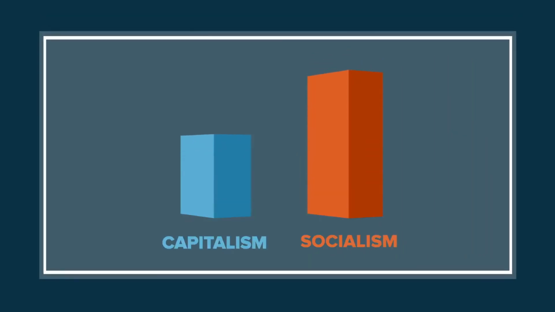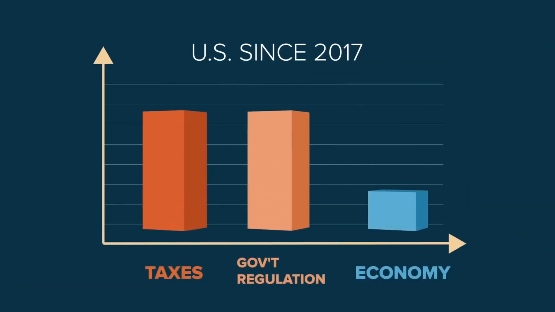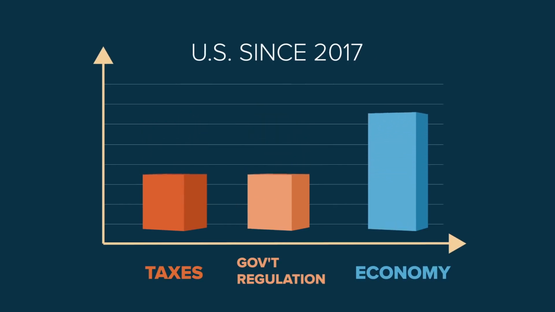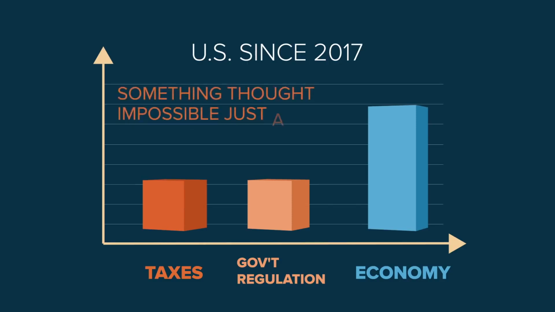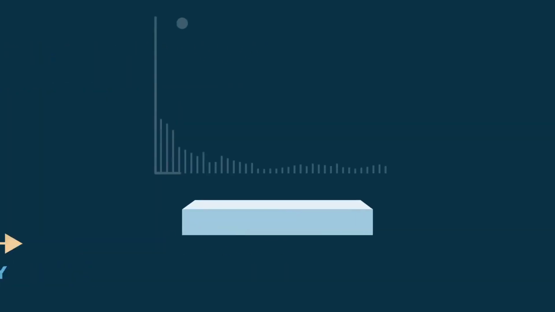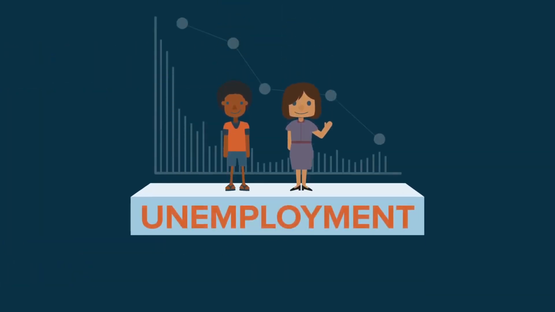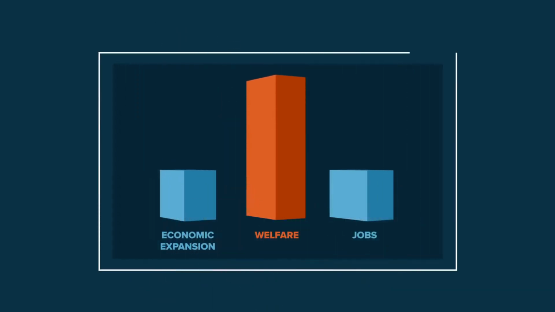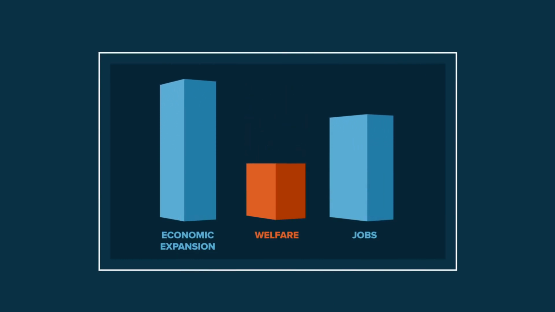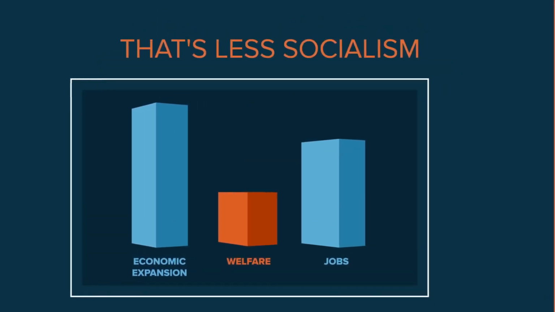The more capitalism, the less socialism you need. Look at America since 2017. A policy of lower taxes and less government regulation, that's more capitalism, has led to a robust economic expansion, something thought impossible just a few years earlier. Unemployment, notably among minority groups typically most at risk for poverty, is at a generational low. Economic expansion gets people off welfare and into work. That's less socialism. None of this requires a degree in economics.